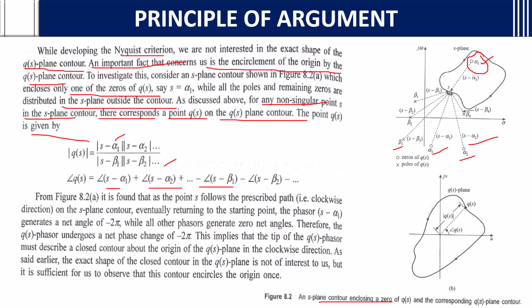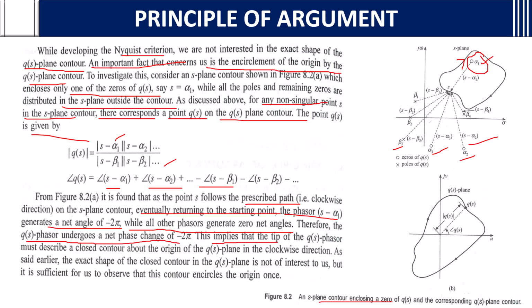Then from figure 8.2a, it is found that as the point S follows the prescribed path, that is the clockwise direction on the S-plane contour, eventually returning to the starting point, the phasor S minus alpha 1 generates a net angle of what? Minus 2 pi, that is 360 degrees, from the starting point back to that point itself. While all other phasors generate zero net angles. Therefore, the Q of s phasor undergoes a net phase change of minus 2 pi.